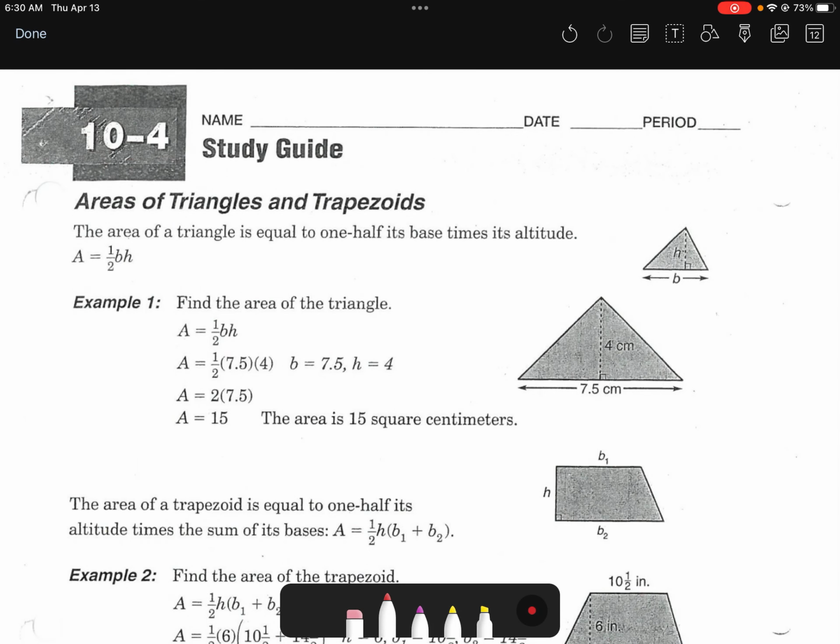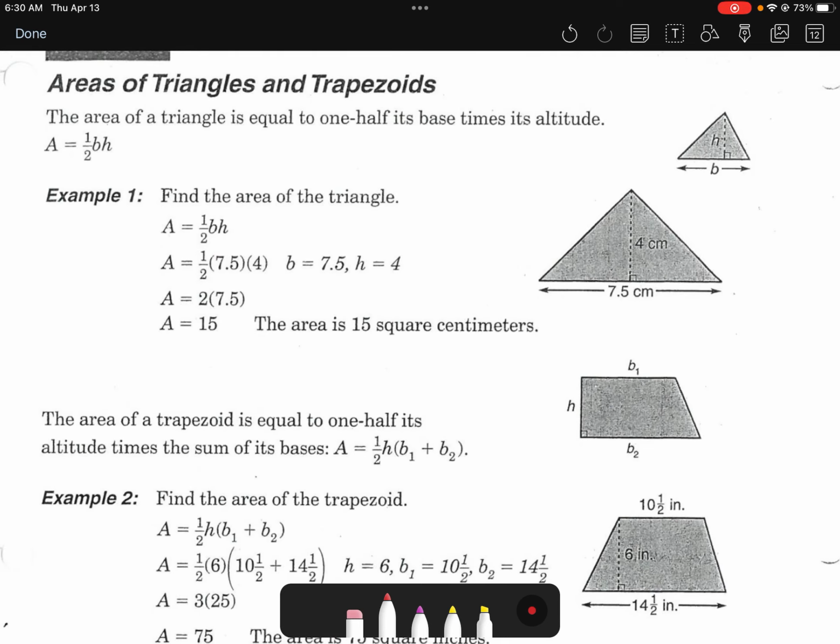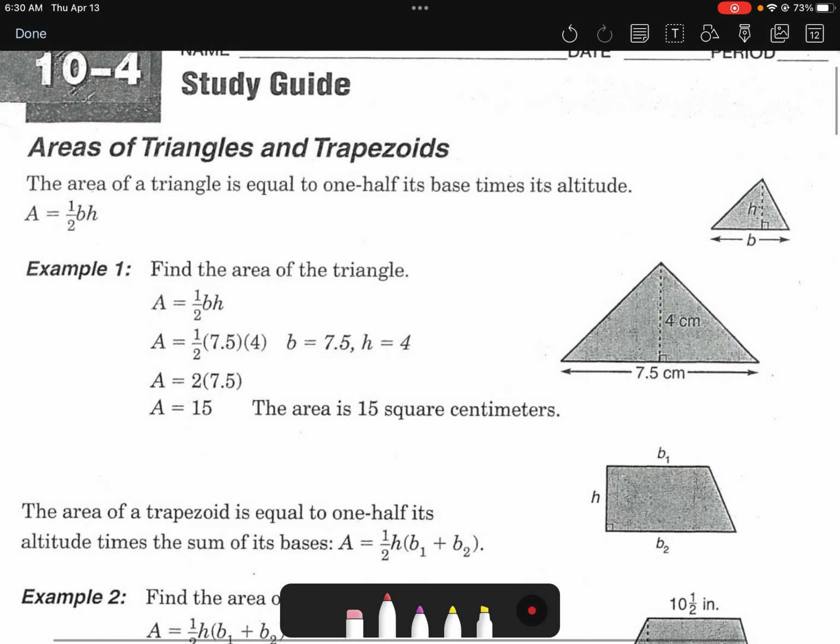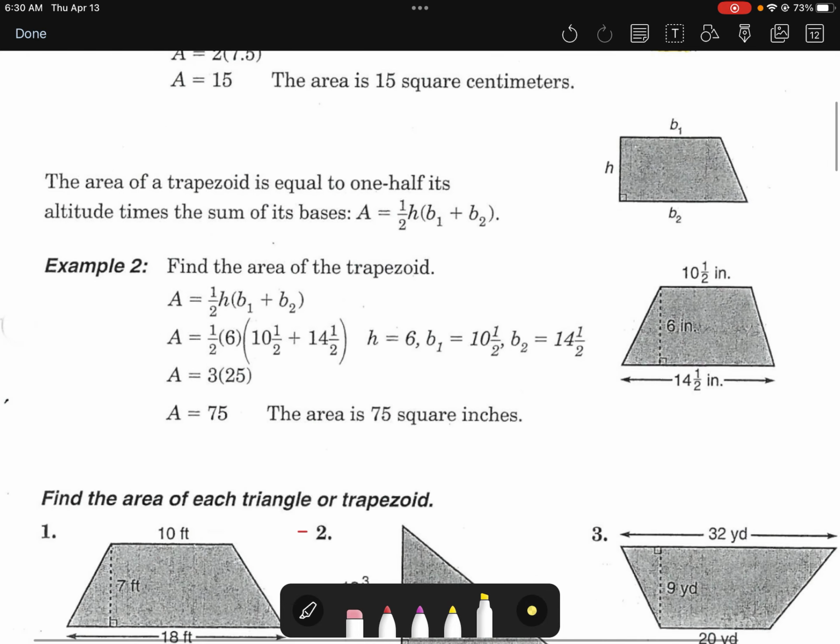This is the study guide for section 10.4. We're looking at areas of triangles and trapezoids. Just like any study guide, they work you through two examples. So if you're not sure how to find the area of a triangle, they give you the formula and they work through how you're plugging those values in from this diagram. So if you're not sure how to do a problem, just reading that study guide is really helpful.